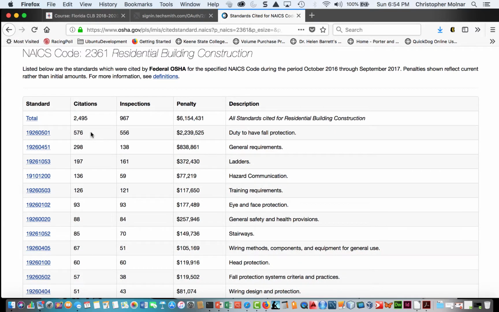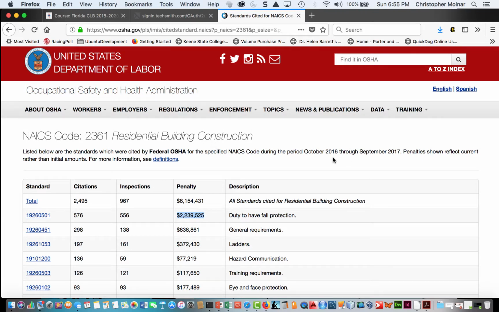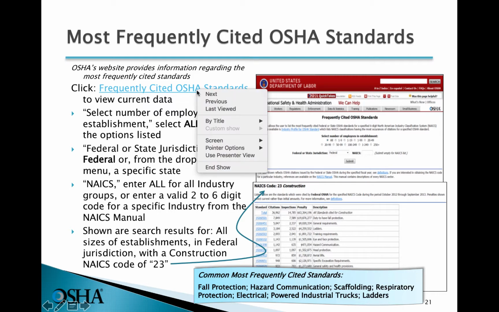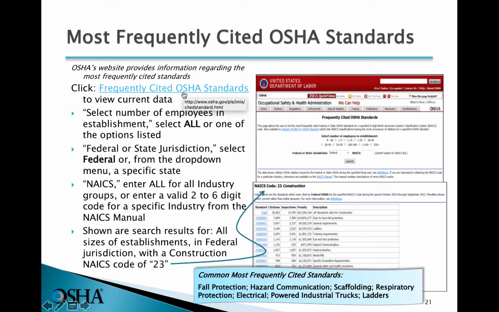Fall protection is by far the greatest source of citations, with 576 citations, 556 inspections, and in excess of $2 million worth of fines. This is from October 2016 to September 2017. Again, you can find that on frequently cited OSHA standards, and that's at www.osha.gov/PLS/IMIS cited standards. I will put this link into the course material.